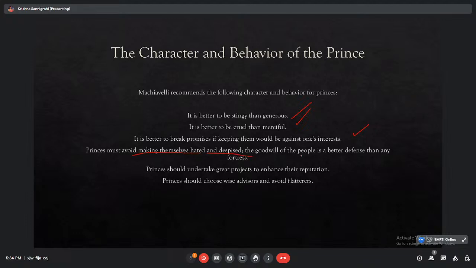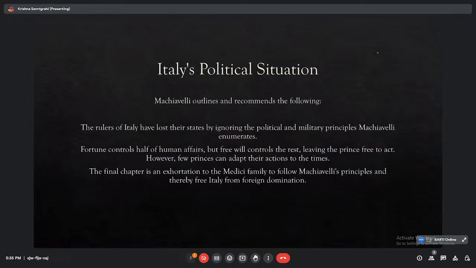The goodwill of the people is a better defense than any fortress. Princes should undertake great projects to enhance their reputation. Princes should choose wise advisors and avoid flatterers. So these are certain points which we need to remember and take a note of. Then comes Italy's political situation. So Machiavelli outlines and recommends the following.